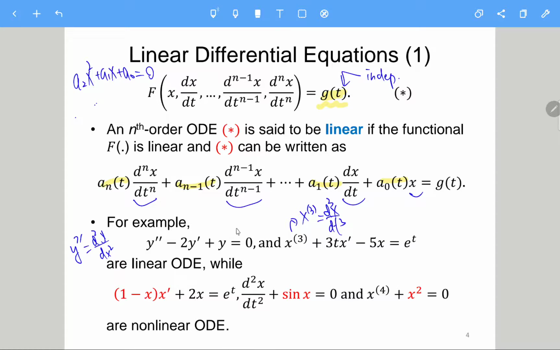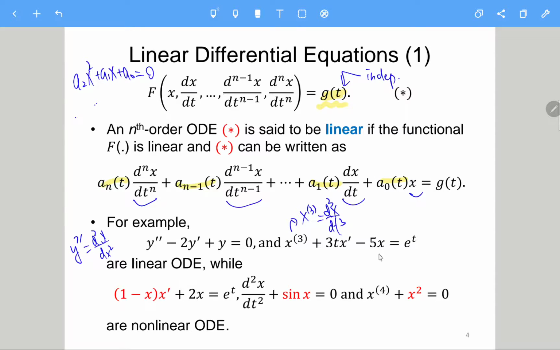So this is a second order. We say nth order if we have the nth derivative. So this is a second order ODE, and the coefficients are 1, -2, and 1. So they are constant functions, and of course constants are also functions of time.